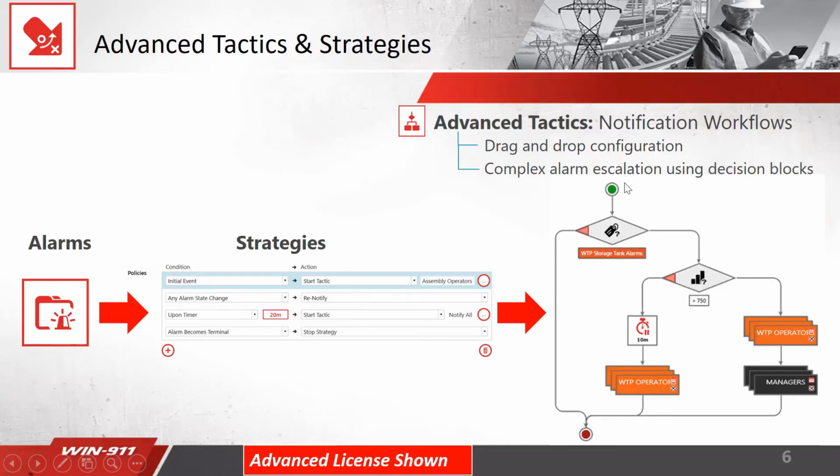In this scenario, the alarm comes in and is active. We can make a decision. Does this alarm have a tag for WTP storage tank? Yes, go this way. No, go this way. If yes, does it have a certain severity above 750? Yes, call out the WTP operators and the managers. No, wait 2 minutes and call the operators. So it is a visual flowchart of your escalation path.